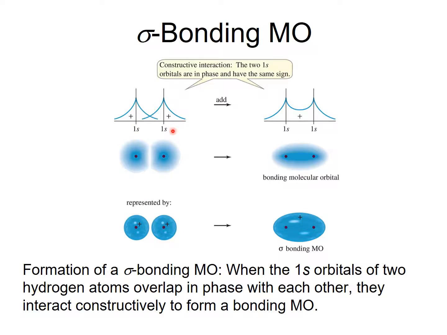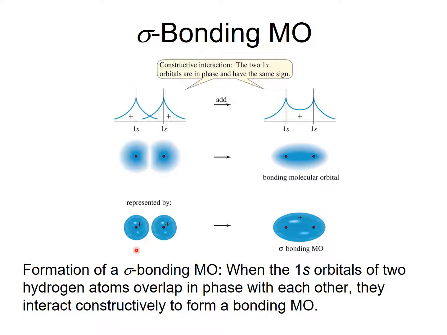So here is the representation of a sigma bonding molecular orbital. You have two atoms that have their individual orbitals. Here's my s orbital, here's my s orbital. You combine them together and you get a bonding orbital. Now you actually have a significant portion of the electron density between the two atoms. So this is my bonding orbital.